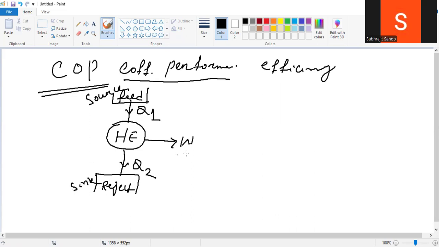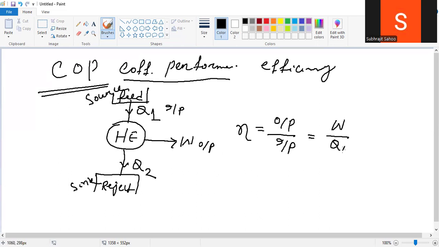So what is the efficiency of this heat engine right now? How is the efficiency calculated? Efficiency is calculated as what output we are getting and what input we are giving, right? In this particular figure, what is the output? This one is the output. And what is the input? This one is the input. The other arrow is not output. Output is only W.